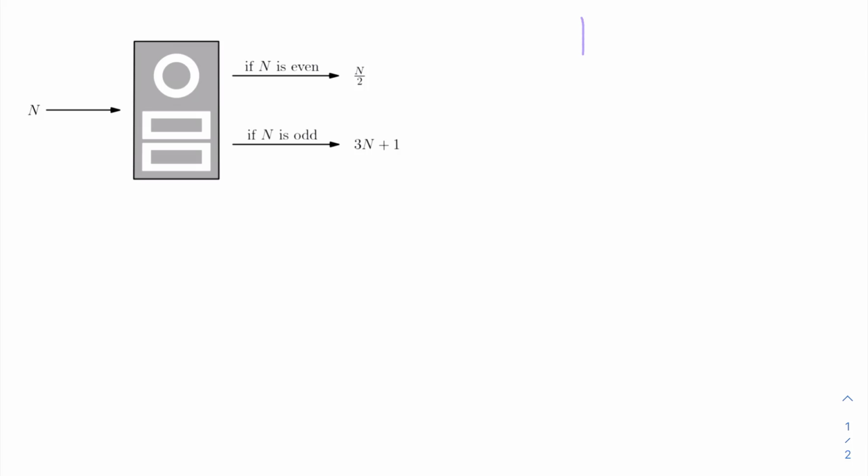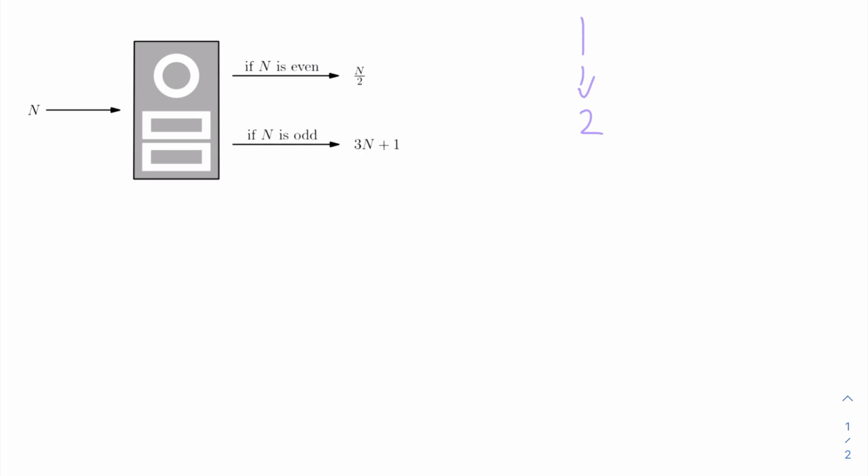Next, we have to check how we can get to 1. We know that we can get 1 from this if n is equal to 2. But there's no positive integer n which gives us 1 if 3n plus 1 is equal to 1. So the only way to get to 1 is to first get 2.